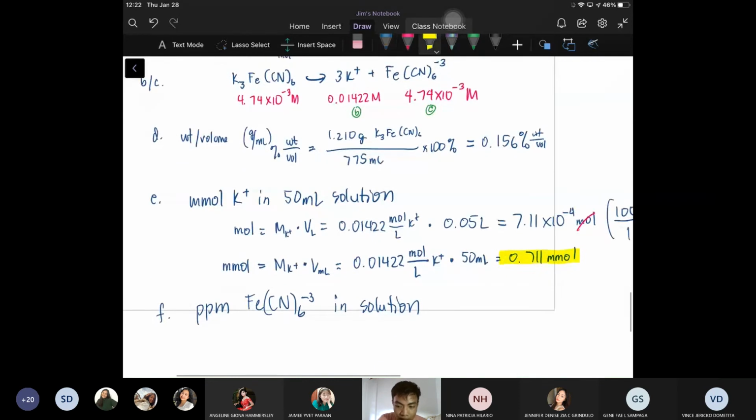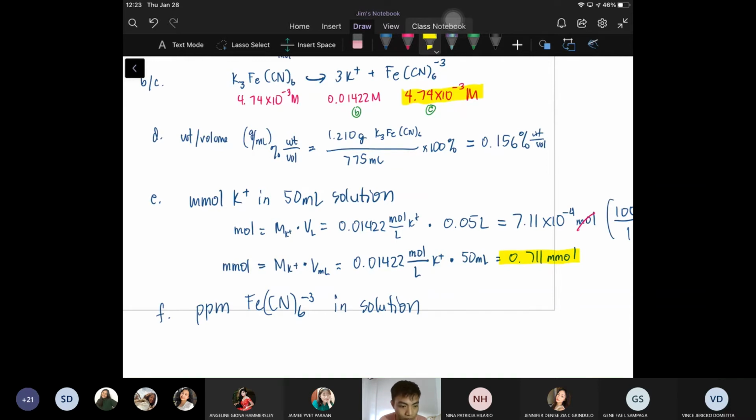Alam na natin yung molarity ng FeCN6, di ba? Ito na yun eh. So pwede gawin natin from the molarity, kunin natin yung moles niya. Okay, then from moles, kukunin natin yung mass, no? And then we convert that to milligram. Then pag nakuha na natin yung milligram ng FeCN6, di-divide na lang natin yung by the volume of the solution in liters, and that will give us the ppm.